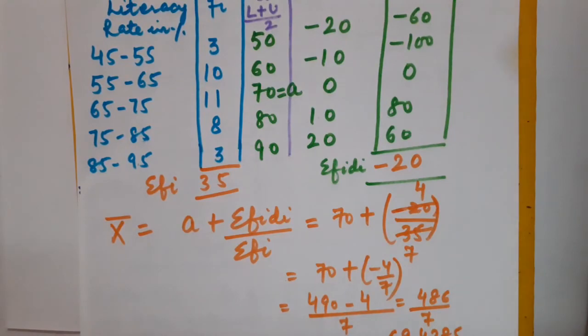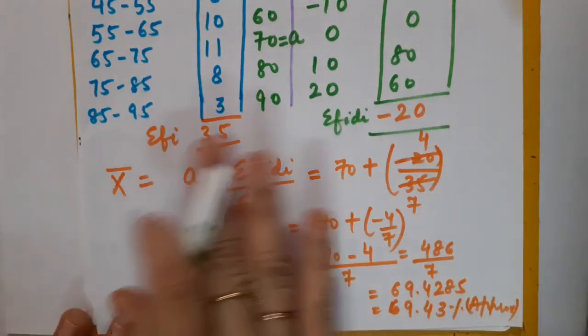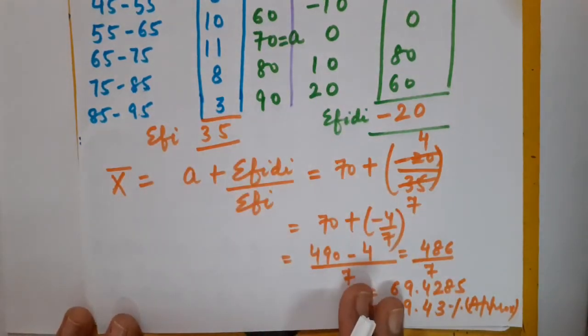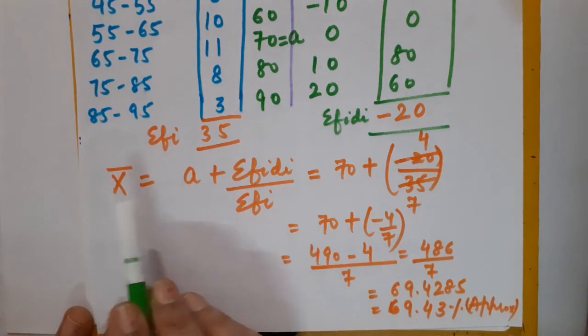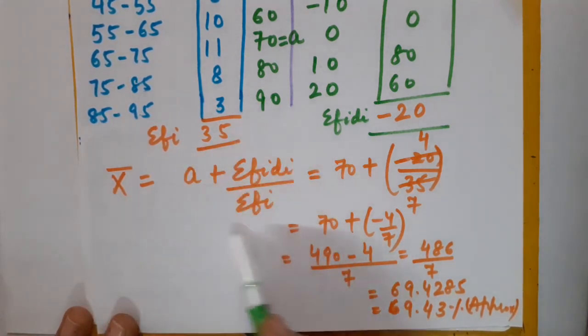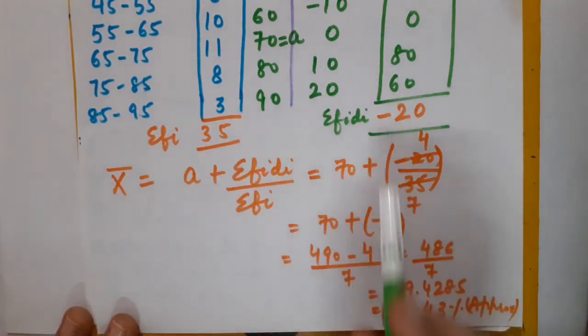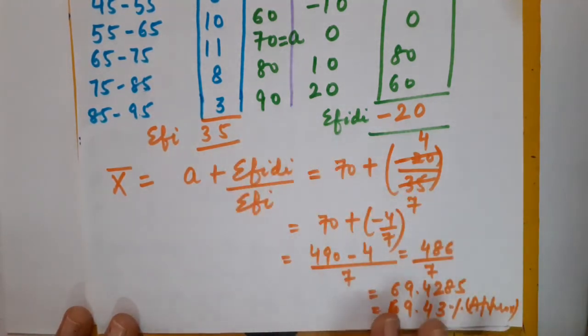Got it, students? So this was all about today's lecture, in which I have made you understand how to calculate average or the arithmetic mean using assumed mean method. And this is the formula. Please learn it and go in the same manner as I have explained you.